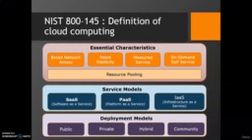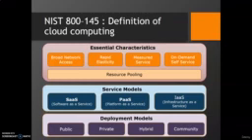Firstly, we will be discussing the essential characteristics. They are very essential for the cloud. The first which we are going to discuss is on-demand self-service. A consumer can unilaterally provision computing capabilities such as server time and network storage, as needed automatically, without requiring human interaction with each service provider.